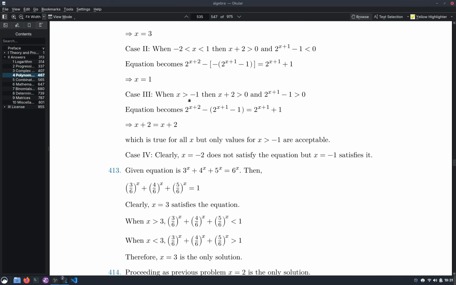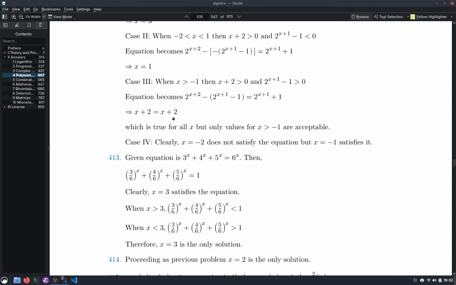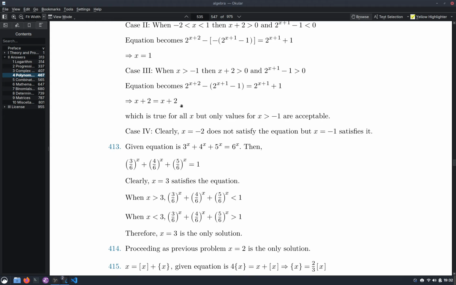The third case is when x is greater than minus 1, then x plus 2 is greater than 0, and 2 to the power x plus 1 minus 1 is also greater than 0. So the equation becomes 2 to the power x plus 2 minus 2 to the power x plus 1 minus 1 is equal to 2 to the power x plus 1 plus 1. Now this minus will become plus 1, which will get cancelled, and this minus 2 to the power x plus 1 goes on to the right hand side, it becomes 2 to the power x plus 2. So this is clearly true for all x, but we will accept only the cases where x is greater than minus 1, because that was our original condition.